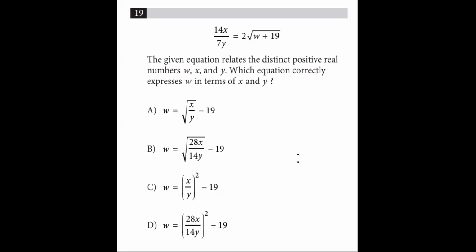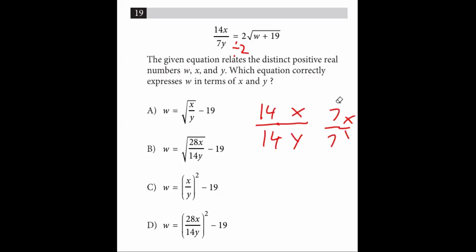Okay, question 19. We have an equation, and we have to solve for w. So in this case, divide both sides by 2. So 14x over 7y, divided by 2. So if you divide by 2, you're just multiplying the denominator by 2. Alternatively, you could just divide the numerator by 2, but this gets us 14x over 14y. Alternatively, you can just write 7x over 7y.